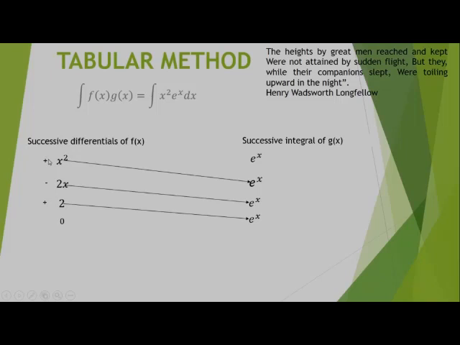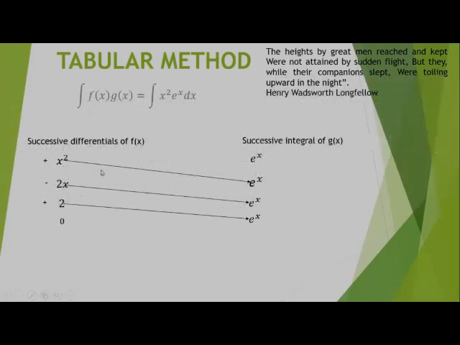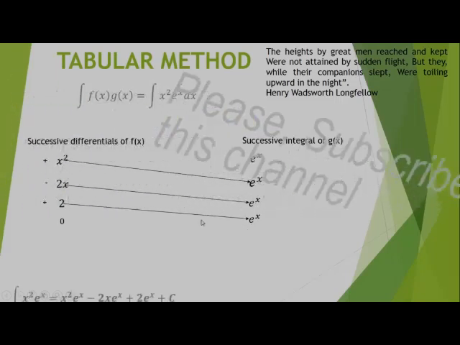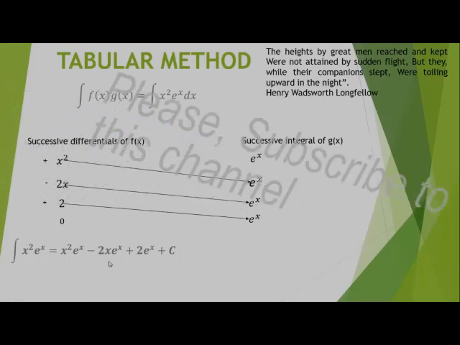Positive x squared multiplied by e^x will give us plus x squared e^x, and negative 2x multiplied by e^x will give us minus 2x e^x. Positive 2 multiplied by e^x will give us 2e^x. Then we put all those together, and then this follows. Now if you compare this with the previous method that we used, we observe that the answer is the same. So you can see it's very simple, straightforward, and very direct.